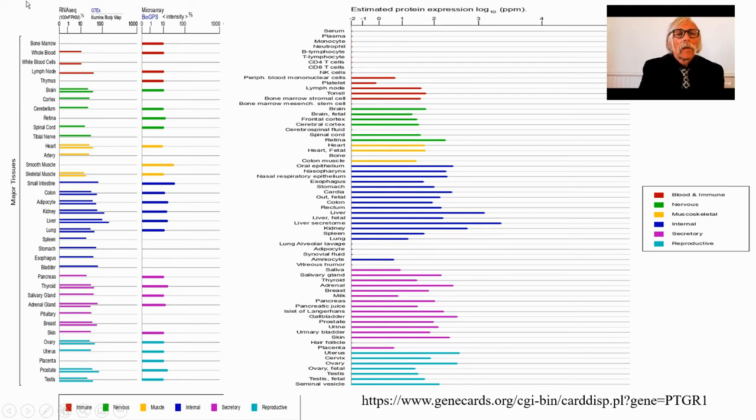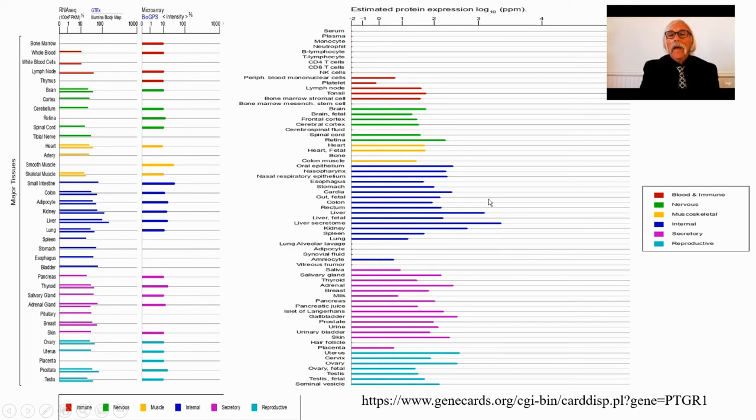Okay, so this is RNA sequence data. This is microRNA data showing you where that transcript is found in multiple tissues. Immune cells, nervous system, particularly central nervous system, skeletal muscle, internally, all those different organs, secretory pathways, and reproductive.